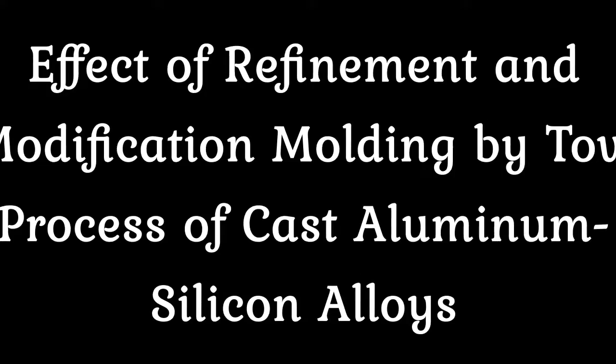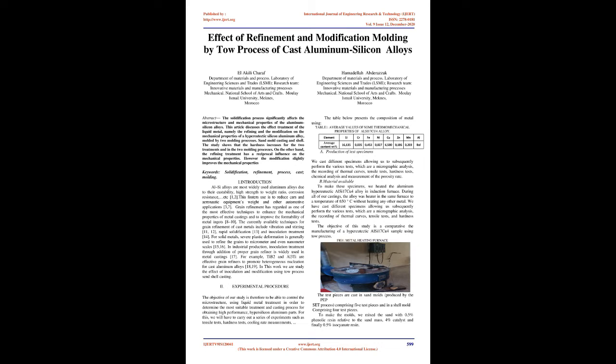Effect of refinement and modification on molding by two processes of cast aluminum silicon alloys. Abstract. The solidification process significantly affects the microstructure and mechanical properties of the aluminum silicon alloys.